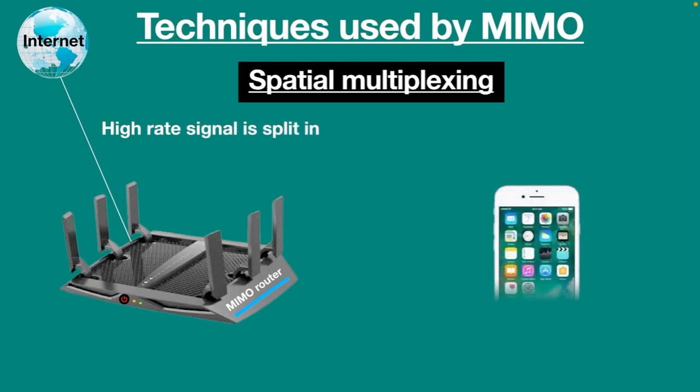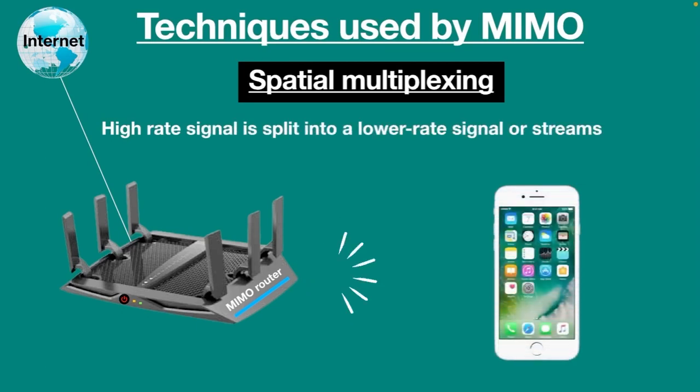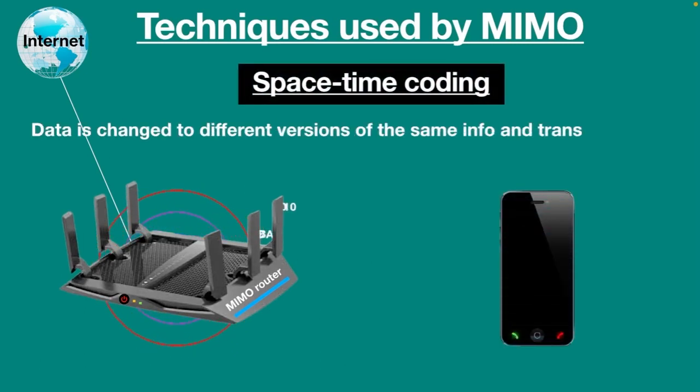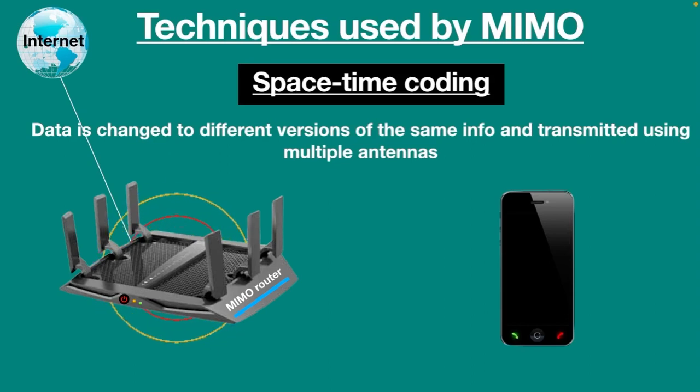Spatial multiplexing. In this technique, a high rate signal is split into lower rate signals or streams, and each stream is transmitted from a different antenna. This technique is used to deliver additional data capacity by utilizing different paths to carry extra traffic, which increases data throughput capability. Space-time coding. In this technique, data is changed to different versions of the same information and transmitted using multiple antennas. Then the receiver combines all the versions of the received information through different antennas in an optimal way to extract as much information from each of them as possible.